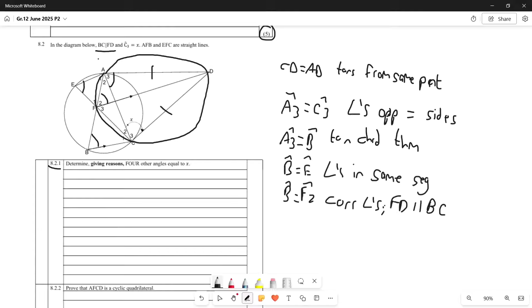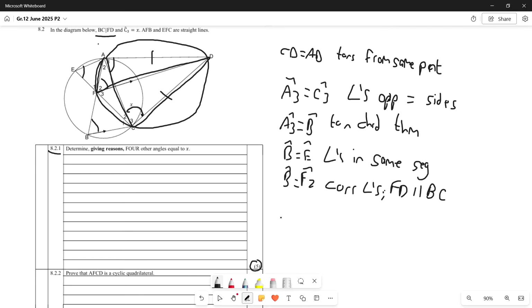So if we are in AFCD over here, and we are trying to prove that a circle could be drawn perfectly around those points, as if they were all touching the circle, we can go ahead and prove the converse of angles in same segment. So we're looking for a bow tie, and the bow tie that we're looking for is over here. Because based off of the previous question, getting four other angles that are equal to x, we know that F2 is equal to x, and this original C3 is also equal to x. And these two are both angles in the same segment.